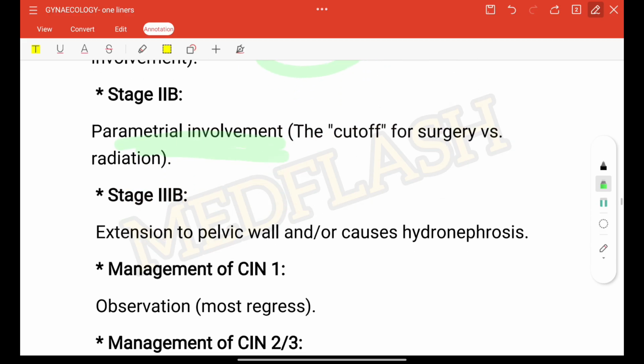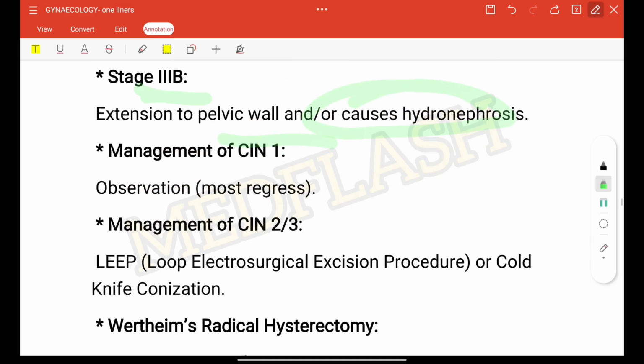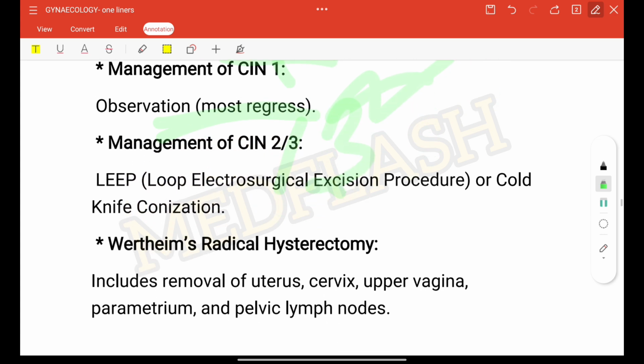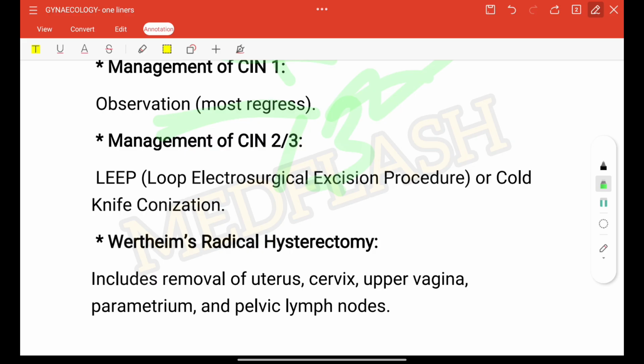Stage 3B, extension to the pelvic wall and causes hydronephrosis. Management of CIN1 is observation, as most regress. And management of CIN2 or 3 is loop electrosurgical excision procedure or cold knife conization.